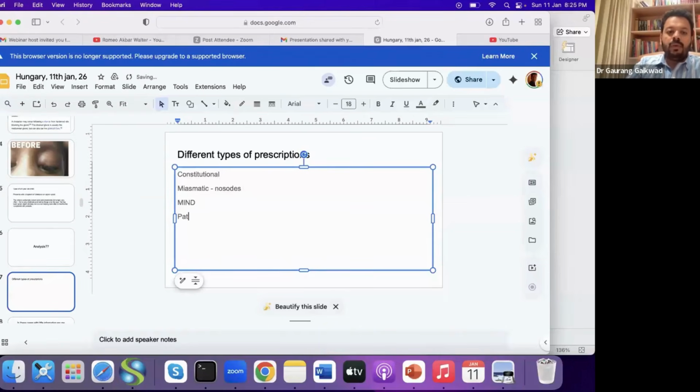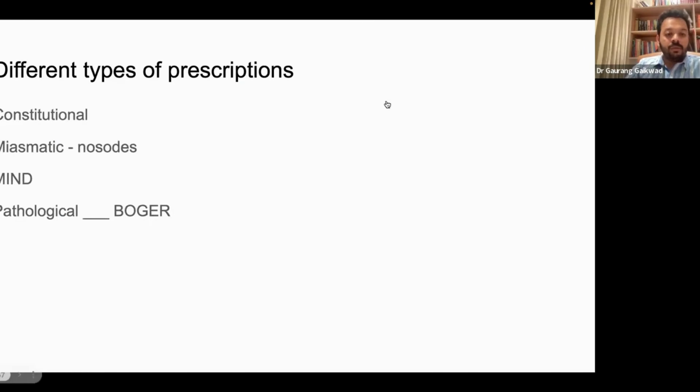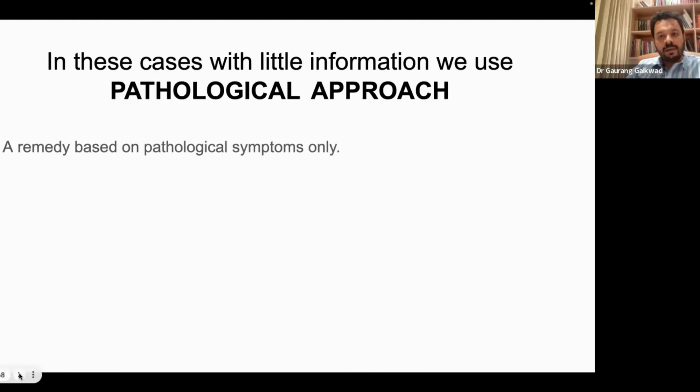One of them is what is known as the pathological approach. Now, this is where you are just prescribing based on pathology. Master Boga would use this approach a lot, right? The great Master Boga. So now I started thinking which is a remedy which has specific action on the eye tumor. That's it. Nothing else. Only that.